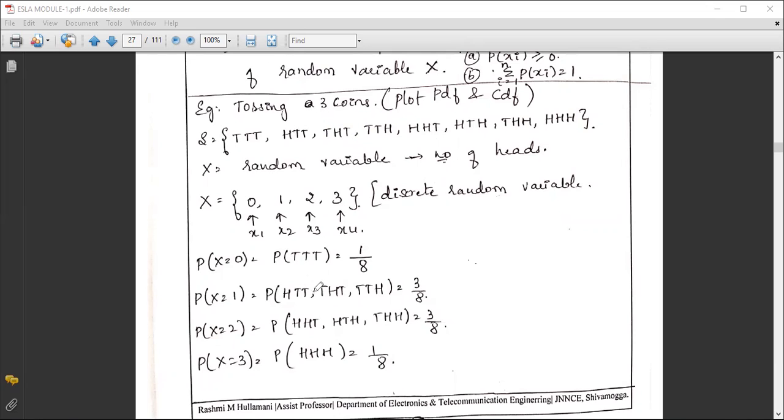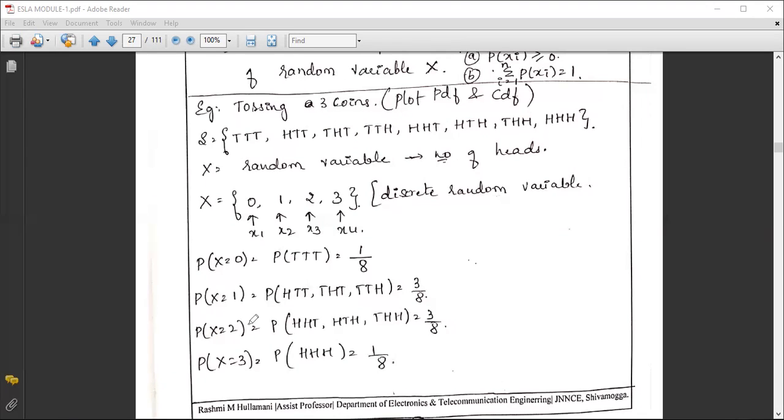The probability of HTT, THT, and TTH is the number of favorable outcomes over the total. Here we have 1, 2, 3, so 3 by 8, since the total number of outcomes is 8. Therefore, the probability is 3 by 8.